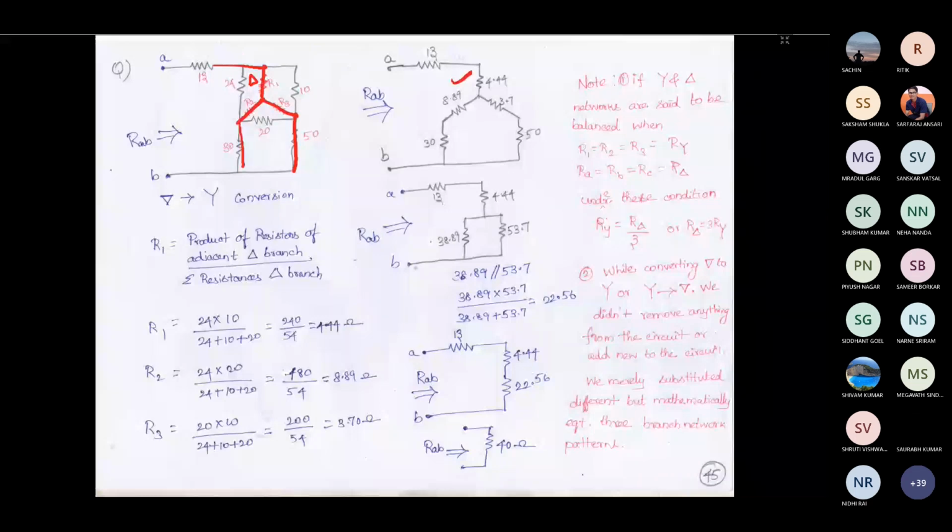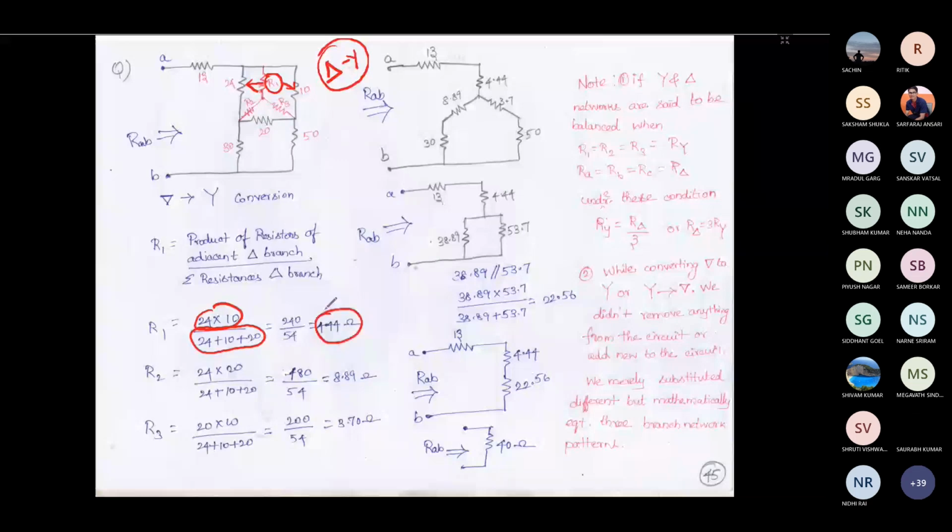Just for explaining R1, R2 and R3, this is a delta to star conversion. For delta to star conversion, what you need to do is multiply. This is R1. For R1, you multiply the nearest resistances. The nearest resistances are 24 and 10. You multiply those two and divide by the summation of all the resistances available in the delta. So we got this as 4.44 ohm.